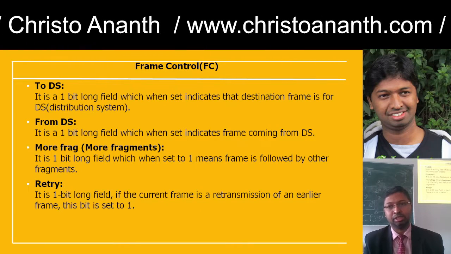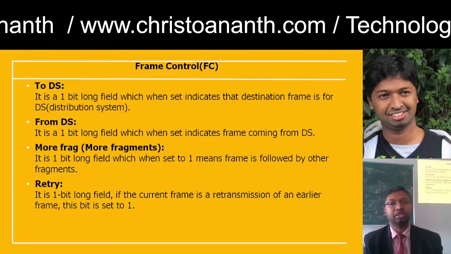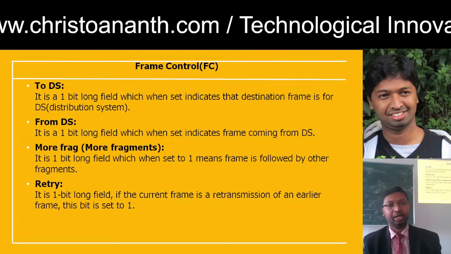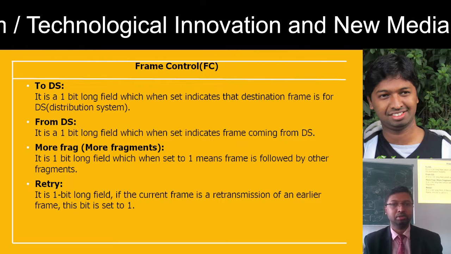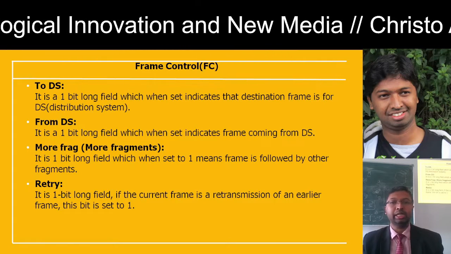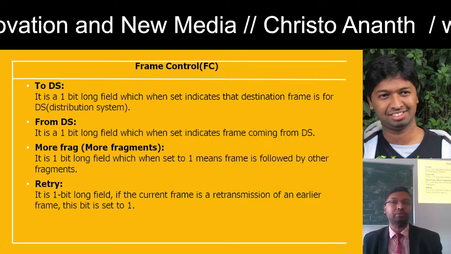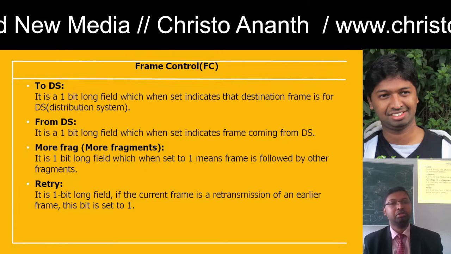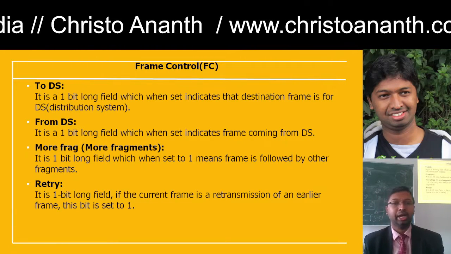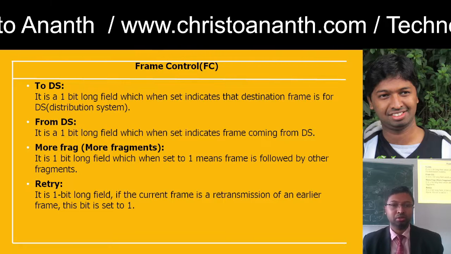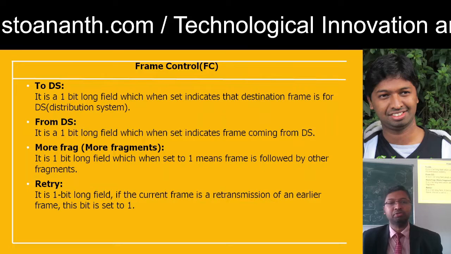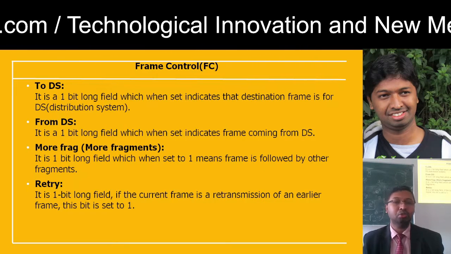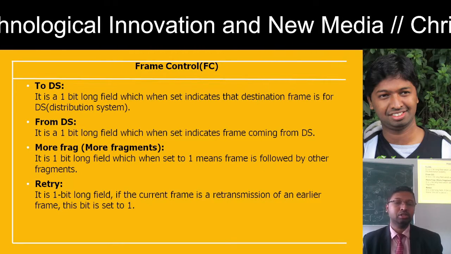Then To DS, which is the frame destined for the distribution system. It is 1 bit long. And then From DS, which indicates that the frame is coming from the distribution system. It is also 1 bit long. Then there is more fragment. When it is set to 1, it means that the frame is followed by more fragments, and it is also 1 bit long.